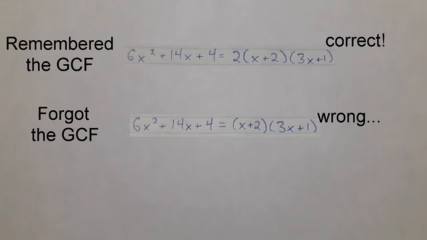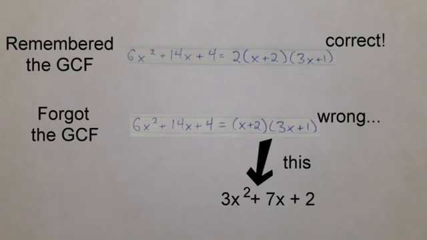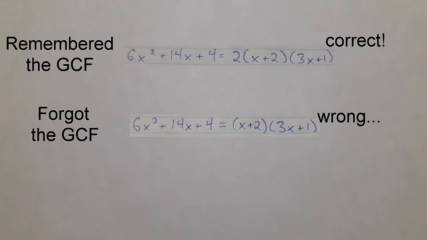And that makes sense if you think about it, because x plus 2 times 3x plus 1, we distributed that out already, and that gave us 3x squared plus 7x plus 2. Not 6x squared plus 14x plus 4. So this equal sign needs to be changed to say not equal.